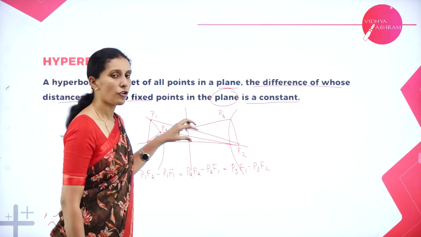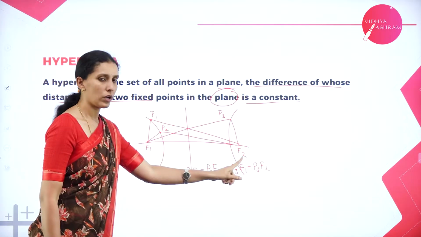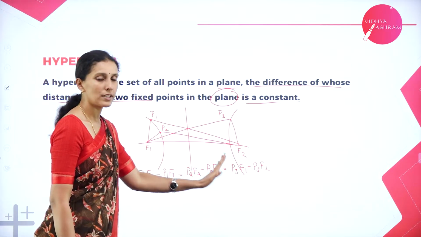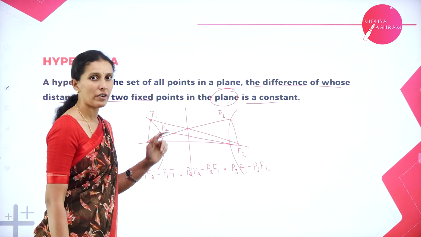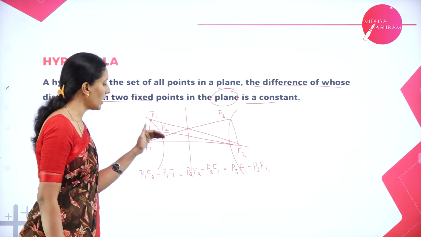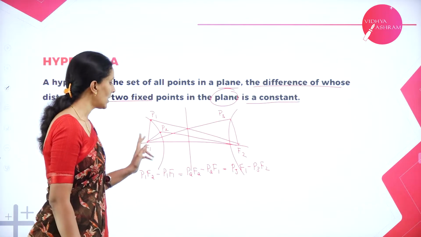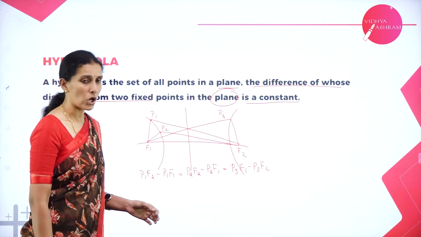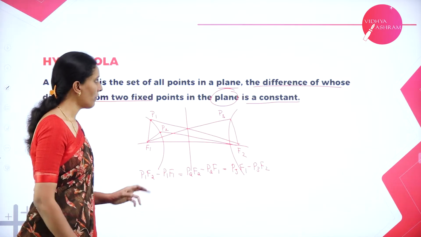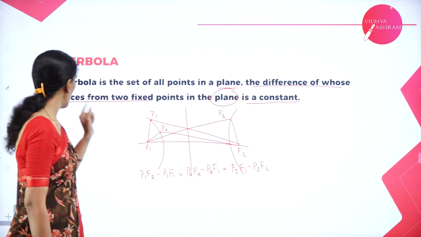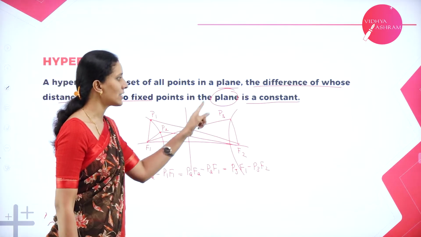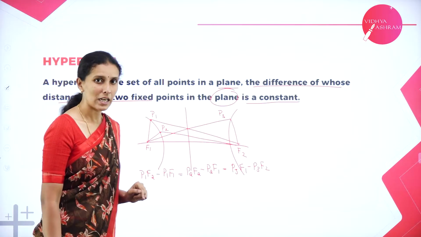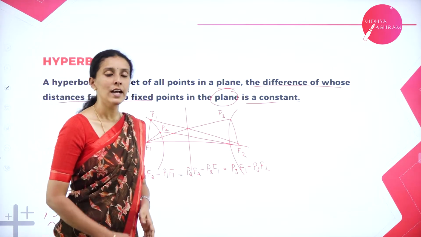So the difference of the distances from the two foci to a particular point is the same as the difference for any other point. However many points you take on the hyperbola, the difference of the distances from the two foci will be constant for each point. Therefore they have said the difference of whose distances from two fixed points in the plane is a constant. Those two fixed points in the plane are nothing but the foci of the hyperbola.